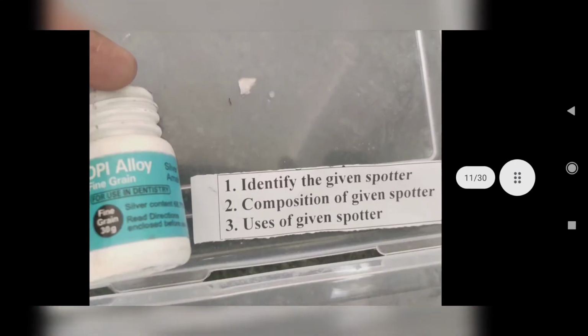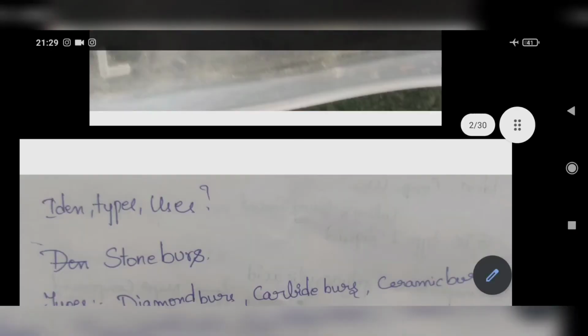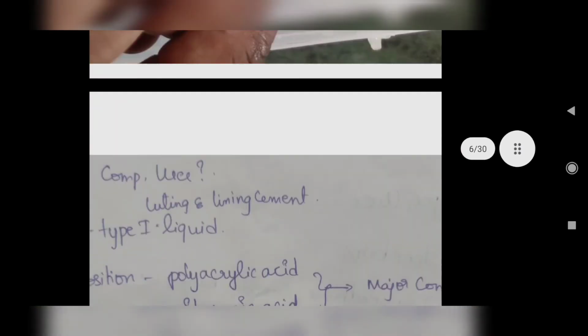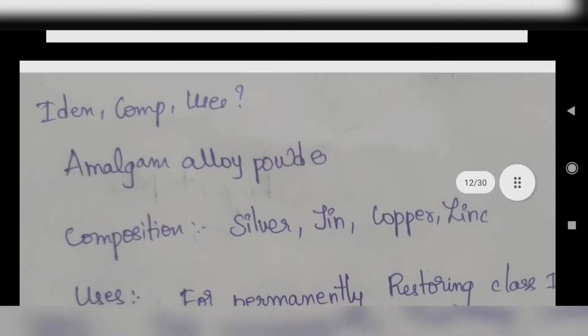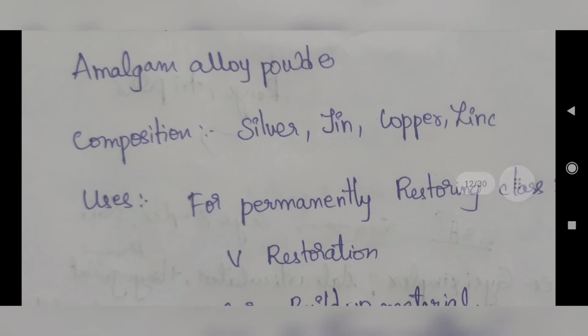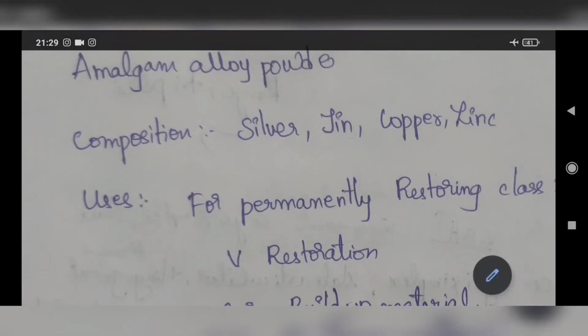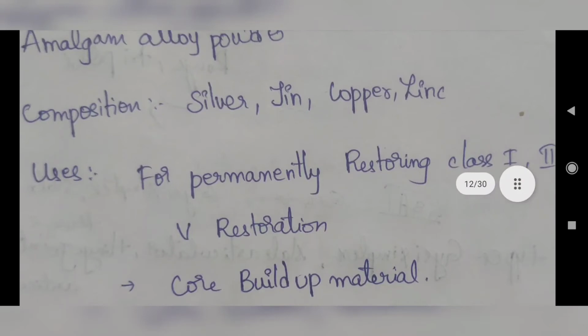So what is this? It clearly shows it's an alloy. It's nothing but amalgam alloy powder. So I have identified it. What is its composition and uses? It's an amalgam alloy powder. What's its composition? It consists of silver, tin, copper and zinc, right?